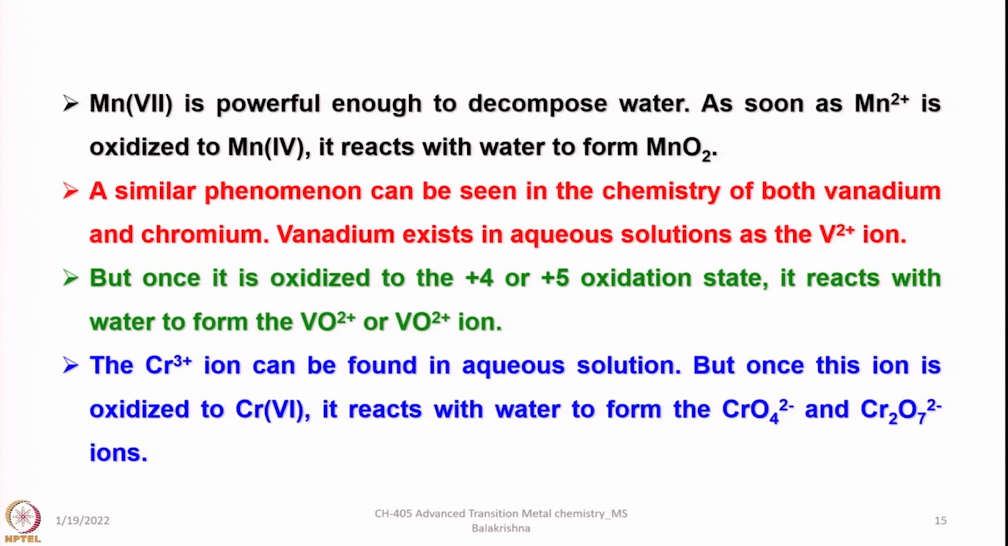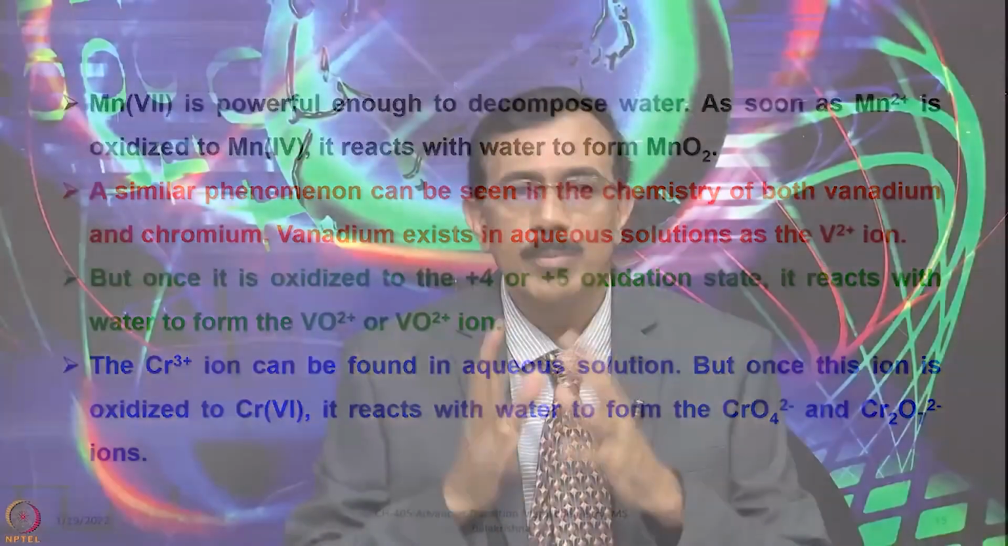Usually they should use early transition metals in their highest possible oxidation state, and as you can see clearly, when the metal is oxidized to the highest possible oxidation state, it becomes very strongly oxidizing in nature because of the increase in the electronegativity. So, in the case of manganese(VII), the electronegativity can be compared to that of fluorine, and hence you can see how effective it is in oxidizing most of the substances. A similar phenomenon can be seen in the chemistry of both vanadium and chromium.